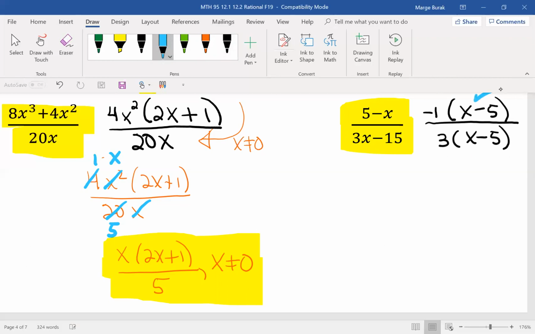Because these 2 factors cancel to 1s. 1 divided by 1. And my final answer would be -1/3. Then I have to say, wait a minute.